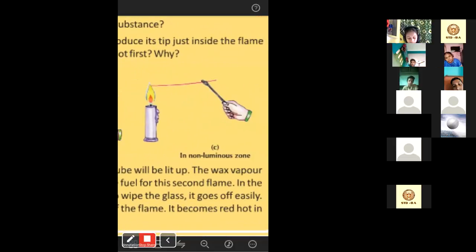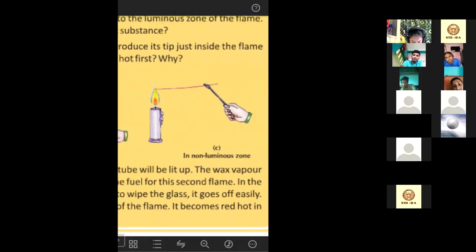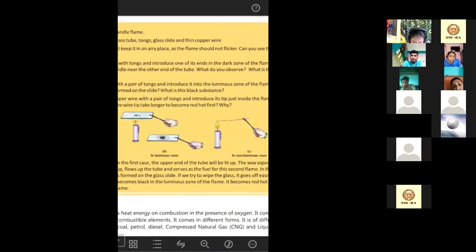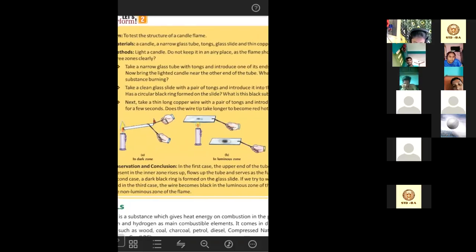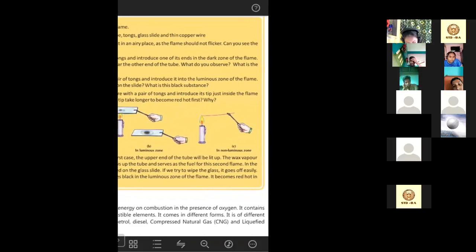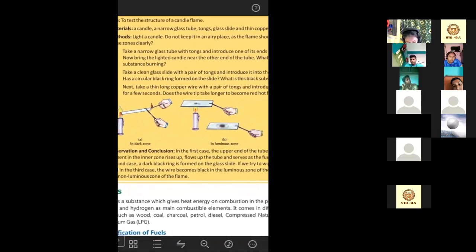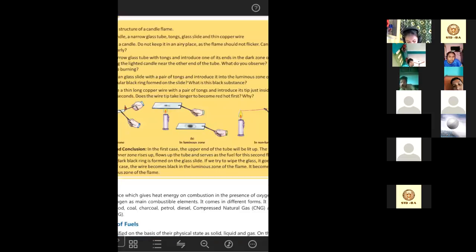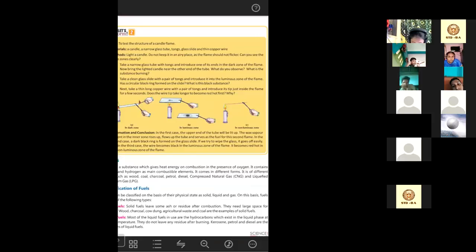And now the third one, if we hold a copper wire, to which zone have they held it? Let me see, the thin copper wire. I think in the non-luminous zone. According to the picture, no zone is particularly specified here. If we hold it to the outermost zone, it will turn red, red hot actually, as we call it.